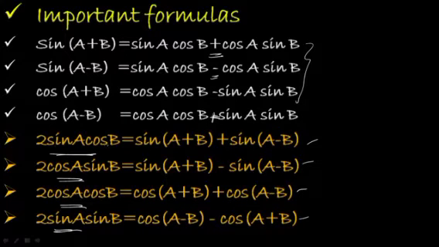Now 2 sin a cos b is equal to, that is 2 sin a cos b. So if you want this term 2 times, you have to add, that is sin a plus b plus sin a minus b. Suppose you need 2 cos a sin b, this term, what happens?